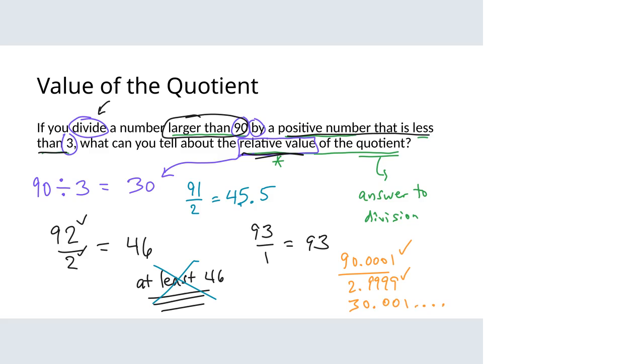So when I did a number larger than 90 divided by a number smaller than 3, I got that. I could add more zeros in here. I could add more 9s on there. So this is a really hard question. If you don't get it, it's okay. What can you tell me about the relative value of the quotient? If I divide a number larger than 90 by a number less than 3, it's always going to be larger than what?